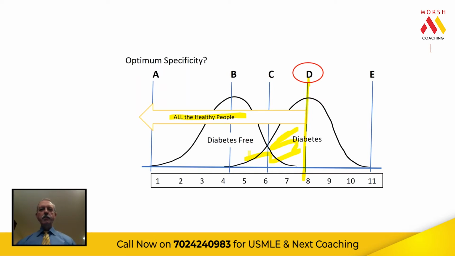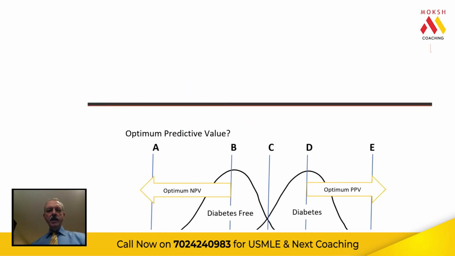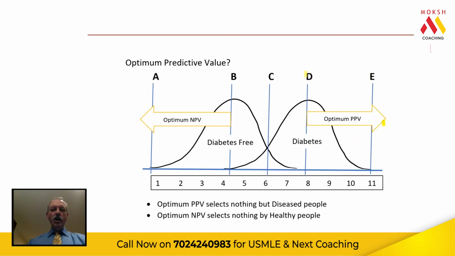Well, you know what's next. Let's talk predictive value, shall we? Which cutoff line should I pick to get optimum positive predictive value? What is positive predictive value? It's when everyone I said has the disease actually has it. Optimum positive predictive value, well, that would be D, as in dog. Because from the D line over, everyone I say has the disease has it. And B would be optimum negative predictive value, because from B over to the left, I have nothing but healthy people.